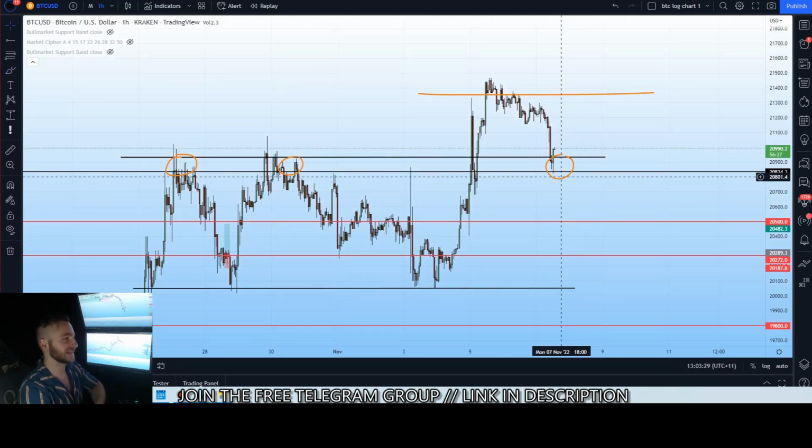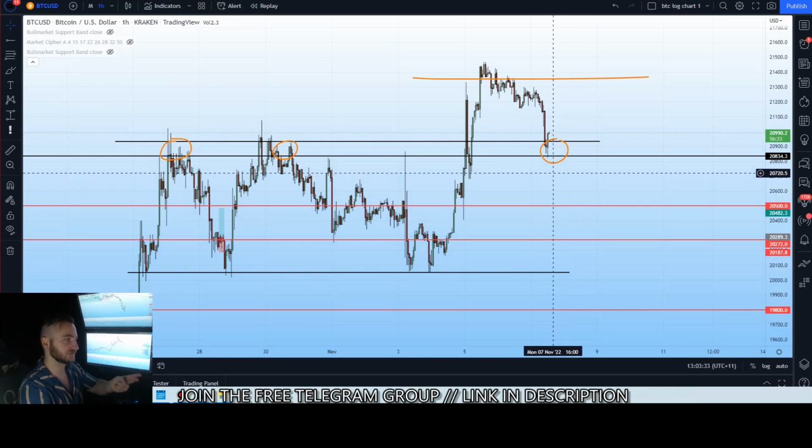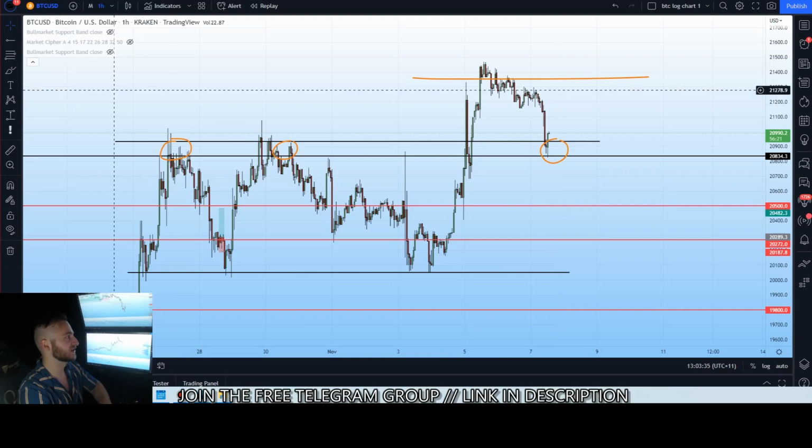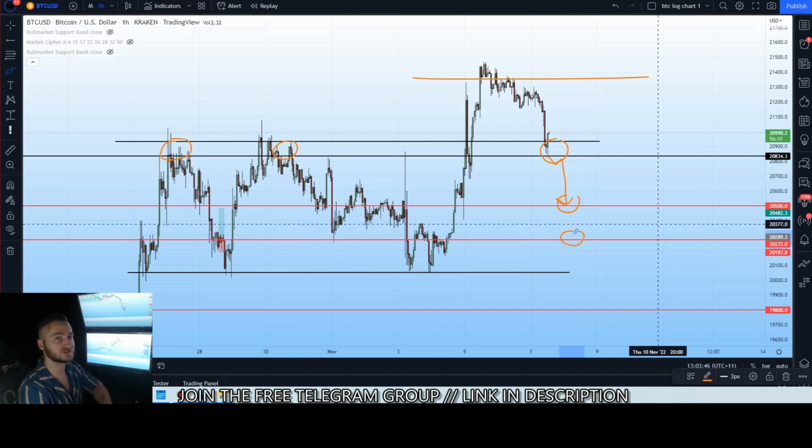We'll get into that in a second. The question is, where will we go if we do hold, and where will we go if we don't hold? So if we do not hold this level, we can expect the price to short term move down to these next targets, which are sitting around 20,500 and 20,272.